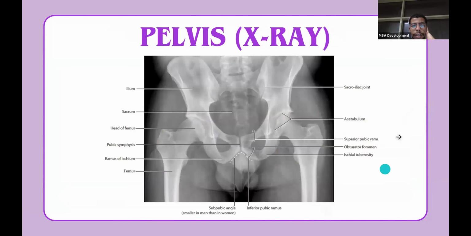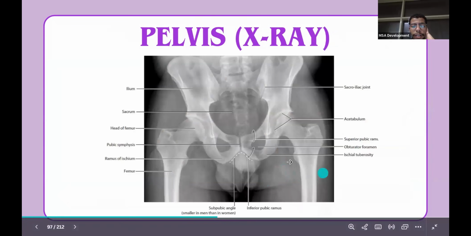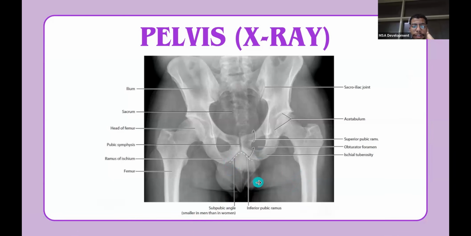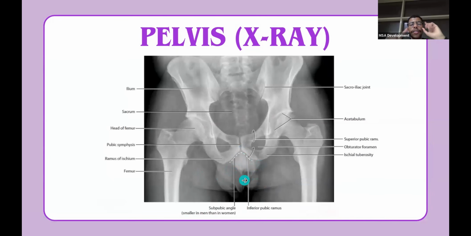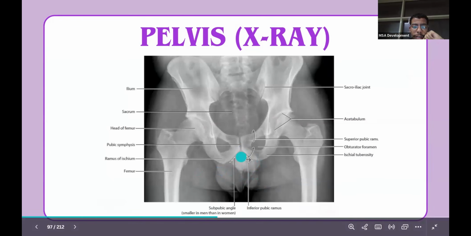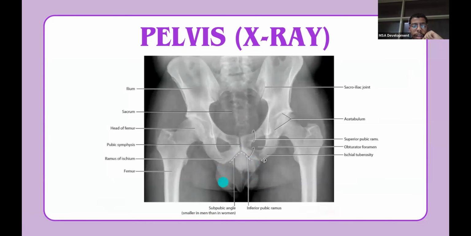Now, this is an X-ray. From this X-ray, we can tell that it's a female. Because, no, it's a male. Sorry, yeah, it's a male. Because the arch here is a lot sharper. The pubic arch is sharper.